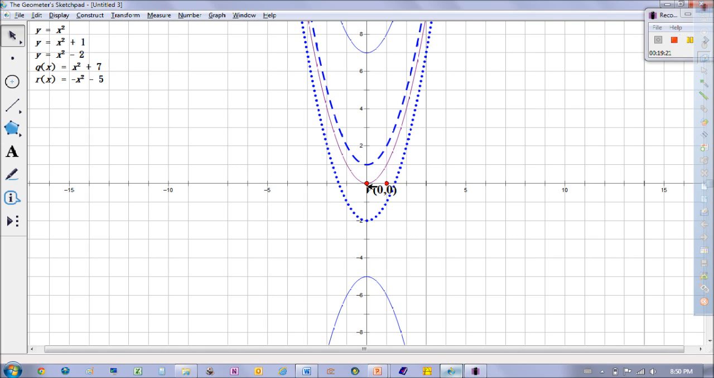So you shouldn't shy away from drawing even a very rough sketch of your parabola, because that will help you that much more in identifying the transformations, the translations of your quadratic function.